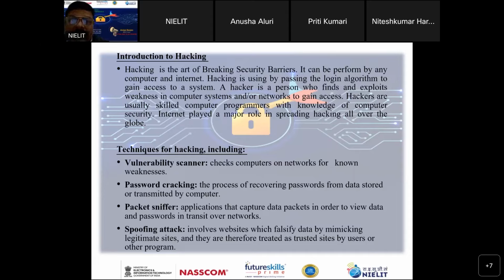So what are the techniques used in hacking? Vulnerability scanner checks a computer network for unknown weaknesses. Password cracking is the process of recovering passwords from data stored at or transmitted by a computer. Packet sniffer is an application that captures data packets in order to view data and passwords in transit over a network. Spoofing attack involves a website with falsified data, mimicking a legitimate site, so that it is treated as a trusted site by users or other programs.